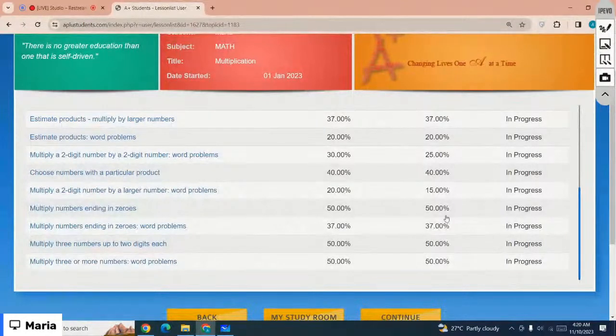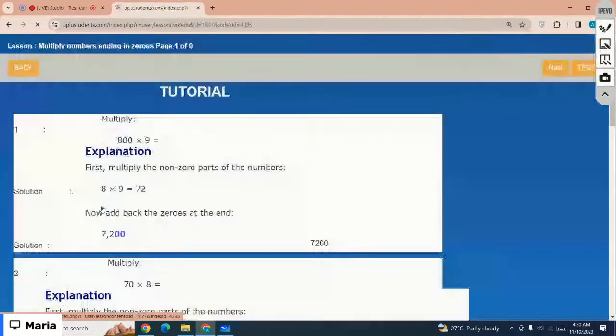So when the numbers are ending with zeros, it is very easy to multiply them, right? Simply what you have to do is multiply just the non-zero values. Just look at the example. 800 times 9, right? Just multiply the non-zero values. 9 times 8 is 72. You have two zeros with 800, so add the zeros at the end, so that would be 7200. So multiplying with zeros is very, very easy.